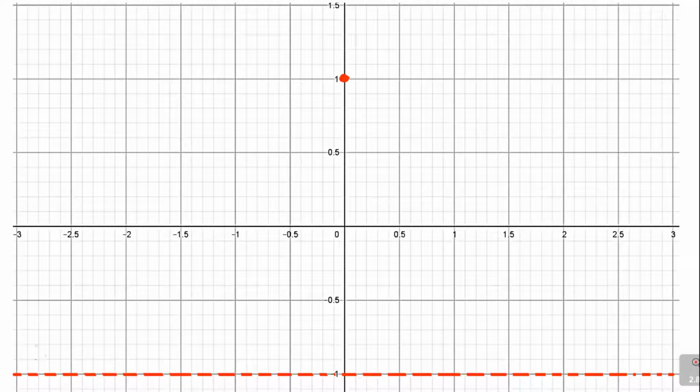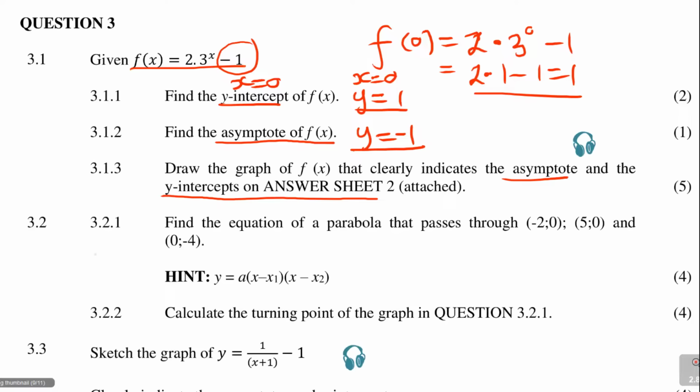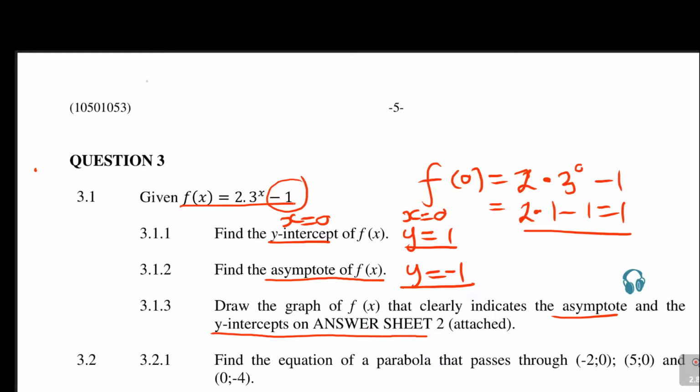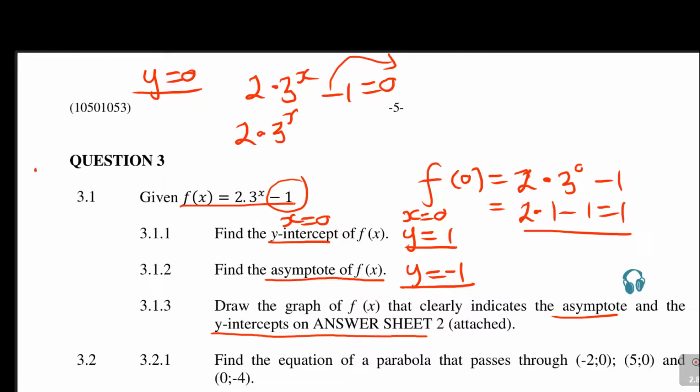Just a moment here. So the graph, but now let me look at this. How many marks was this? It's 5 marks. Let's look at the x-intercept also, so that we know where it will cut the x-axis. So here we can say when y is equal to 0, we are saying 2.3 exponent x minus 1 is equal to 0. Take that to the other side, which is 2.3 exponent x is equal to 1. But we're interested in x, divide by 2.